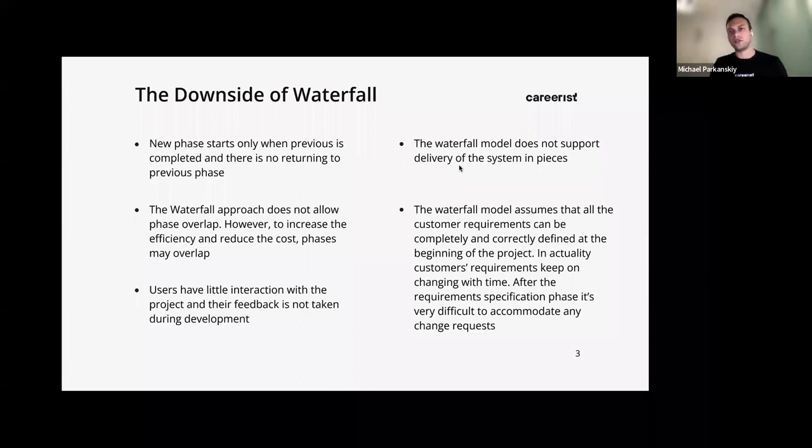The waterfall model assumes that all of the customer requirements can be completely and correctly defined at the beginning of the project. In actuality, customer requirements keep on changing with time. After the requirement specification phase, it's very difficult to accommodate any change requests. Right, exactly. So if a company wants to make a change in a waterfall approach, they won't be able to give feedback, and so you might deliver something that the customer would have liked to change or adjust, but they couldn't, and that's a downfall of the waterfall approach.